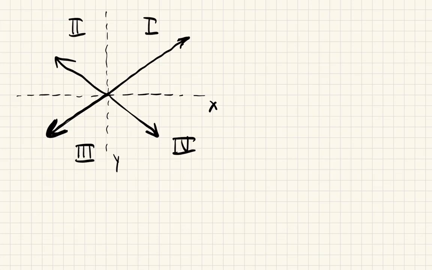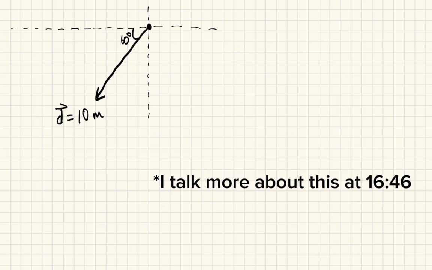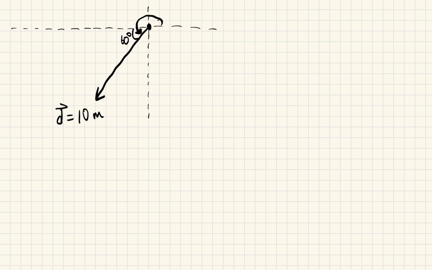how that changes things. Okay, so here we have a displacement vector with a magnitude of 10 meters, and the angle between the x-axis and the vector is 60 degrees. Now, I'll talk about this a little bit later, but in actuality, this vector's direction would have to be described as being 240 degrees above the horizontal or 120 degrees below the horizontal, okay? But for the purpose of our problem, all we need to know is that the angle between the x-axis and the vector is 60 degrees.